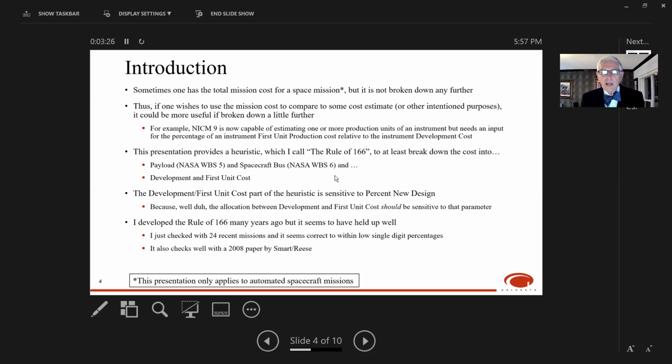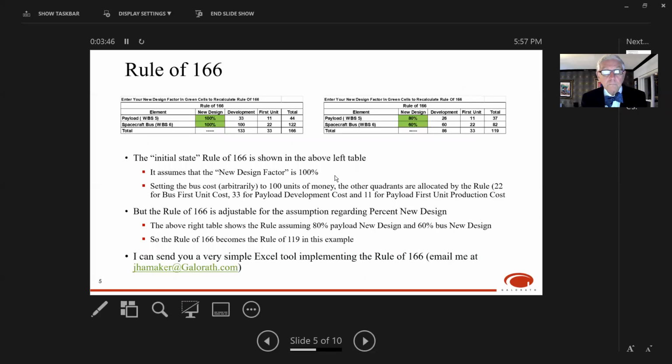Now, I say I'm surprised by the fact that it's held up, because the lore on the street is that spacecraft buses are becoming commodity buys. So if that were the case, you would see the percentage for spacecraft buses going down relative to the percentage for instruments. But I'm really not seeing that in the data, and I'll show you that in just a moment.